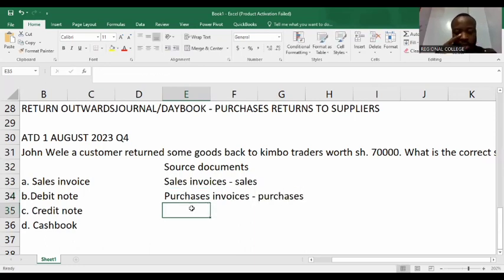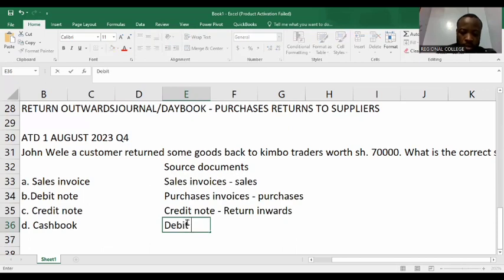Then the customer may return some goods back to the business, and now the business has to issue a credit note to the customer because of the goods returned. So these are return inwards. That means the customer is returning them, and always they are resales. Then you have the debit note. The debit note is issued by the supplier to the firm. Maybe the firm returns some goods back to the supplier. So we call them return outwards. So in that explanation, automatically you have your answer.